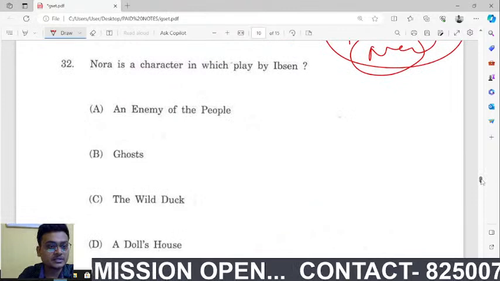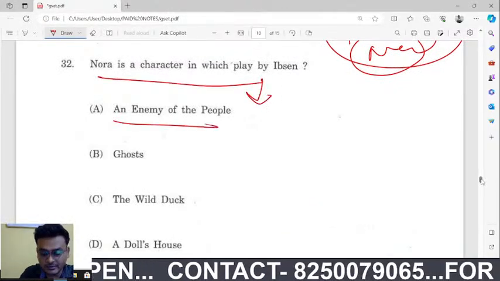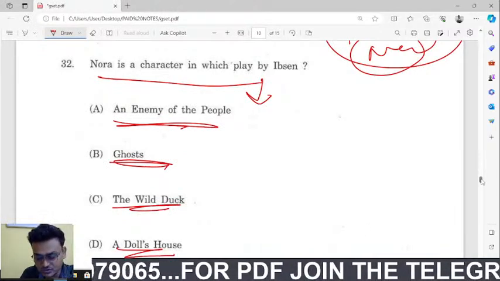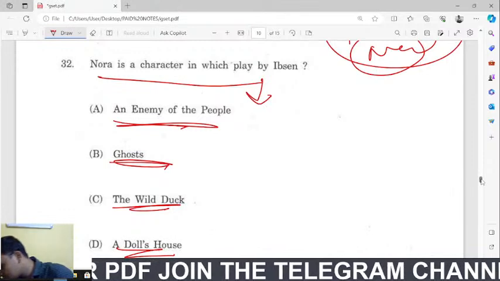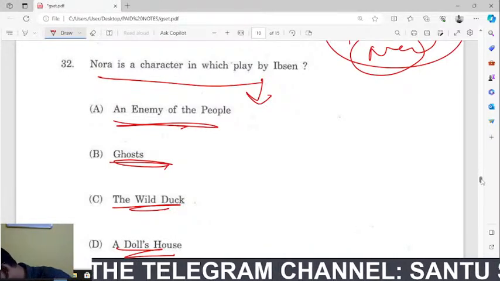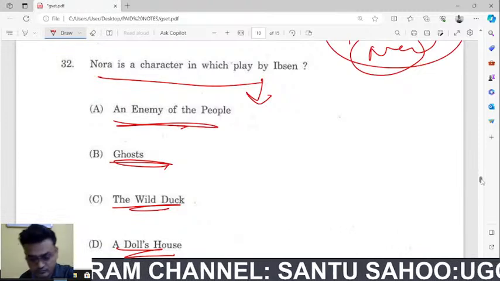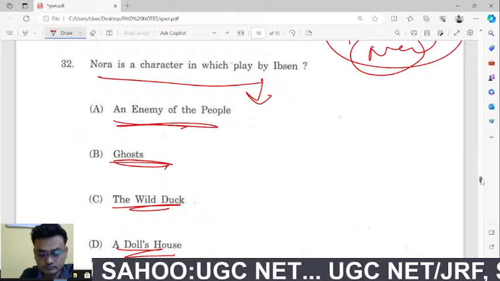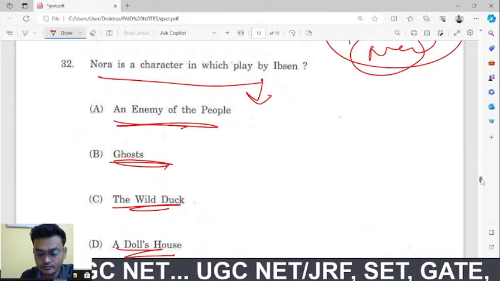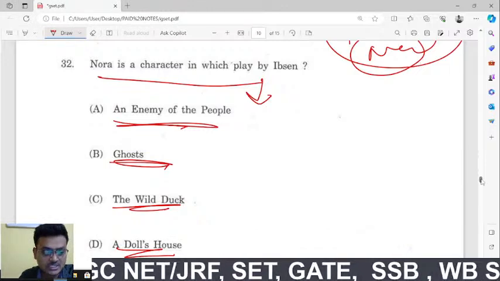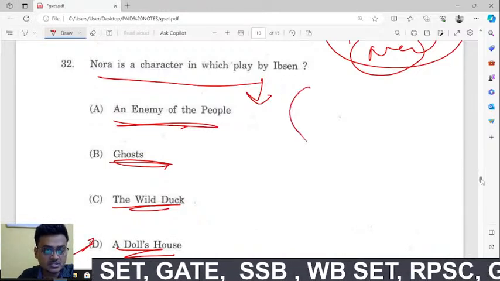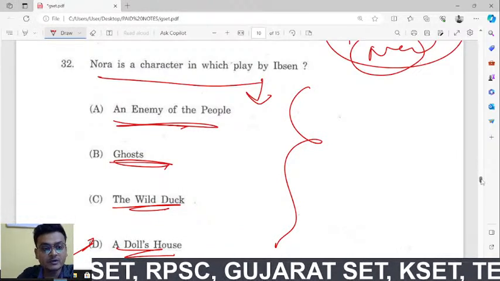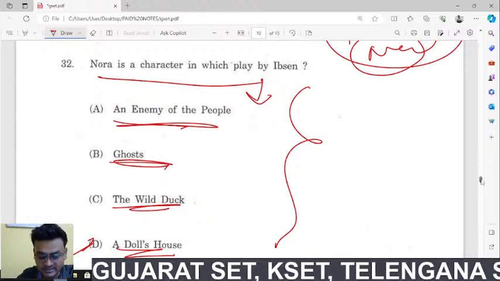Nora is a character in which play by Ibsen? An Enemy of the People, Ghosts, The Wild Duck, A Doll's House. Nora is a character in. A Doll's House. Now, from these four options, exactly Biba and Tahida, well done, excellent. Tell me which work was made into film by Satyajit Ray.